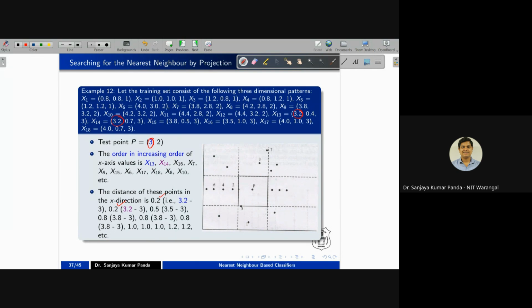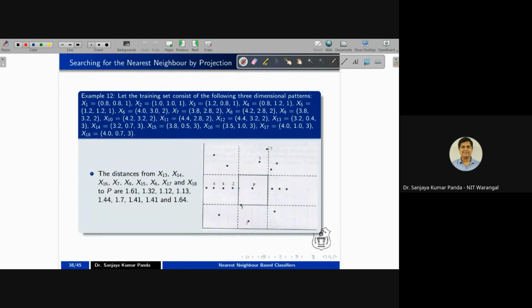Like that, based upon the x coordinate, I am taking only one feature. I am not taking multiple features. So I have ordered them in a particular order. Now, once you determine this particular order, you write their distance. So x13 distance from P is 1.61. x14 distance is 1.32. Like that, I have ordered. This is not a sorted order. Sorted order is based upon the x coordinate, right?